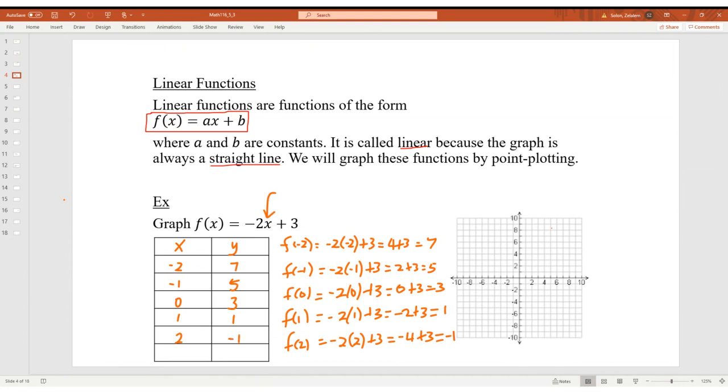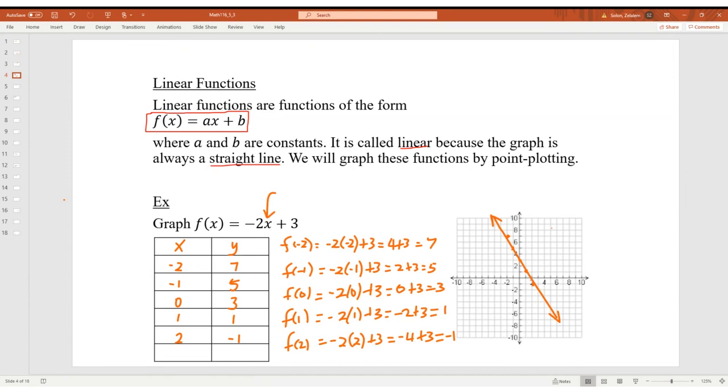So we have now 5 ordered pairs. At negative 2, we have 7. At negative 1, we have 5. At 0, we have 3. At 1, we have 1. At 2, we have negative 1. Once you have all these points, the next step is to connect them and graph a smooth curve from left to right. That's it.